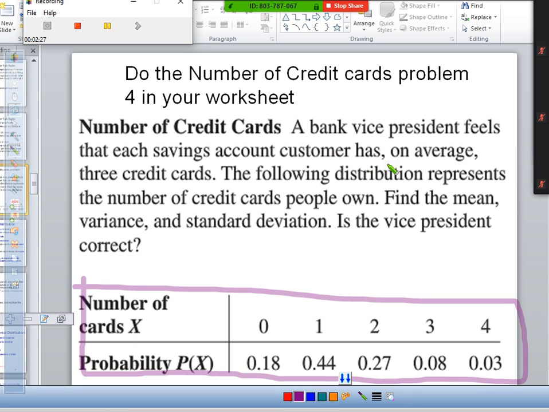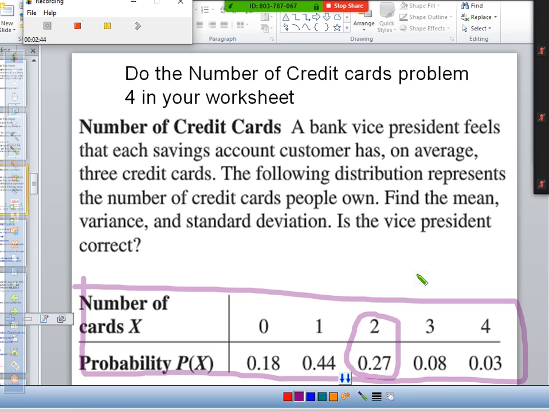Also, do you see the word normal here anywhere? The word normal is not here anywhere. No word normal at all. 0.27. Right. The probability of having 2 cards is, probability of X is 0.27. I'm just giving you the probabilities. You don't have to use normal CDF. You don't have to find them.